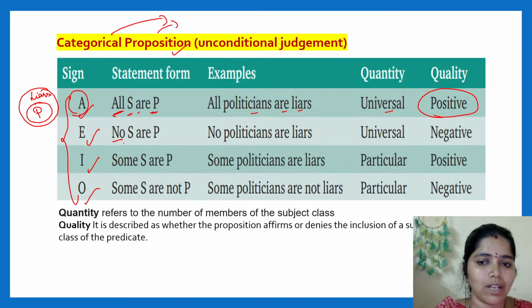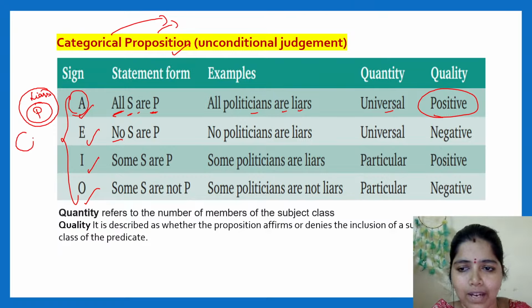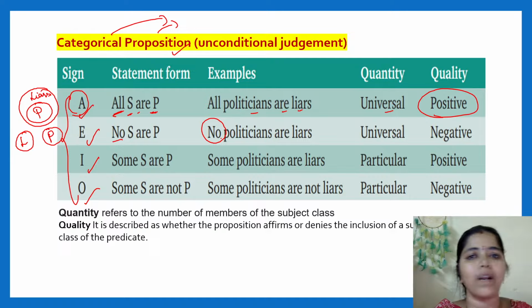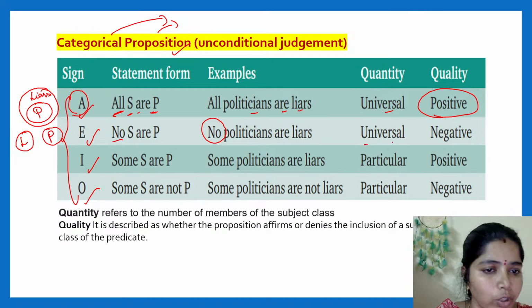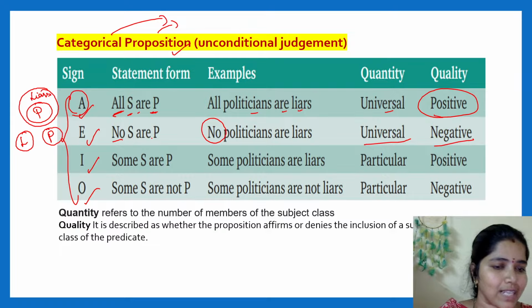Next one is no S are P. No means nothing. No politicians are liars. We represent this in a Venn diagram in this way. Clear? No means nobody. So here also I am talking about the universe, the whole. And here I am telling a negative statement. No politicians are liars is a negative kind of statement, so it requires negative.